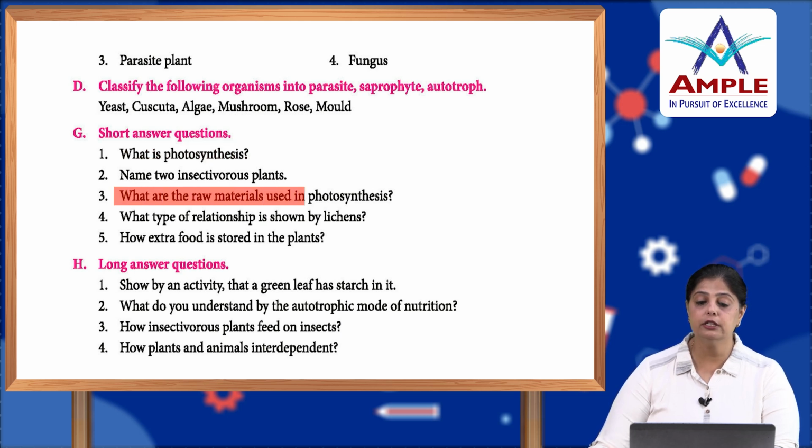What are the raw materials used in photosynthesis? Carbon dioxide, from the air, that is the raw material, water, and chlorophyll.